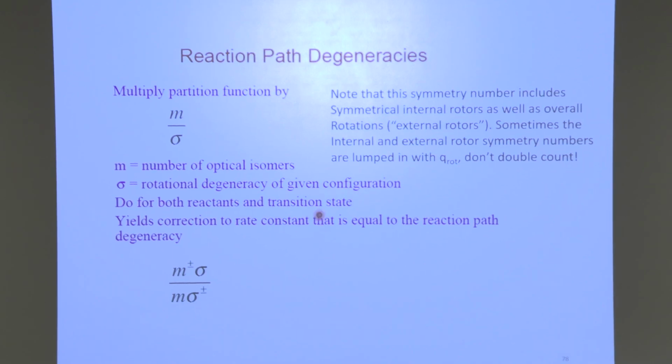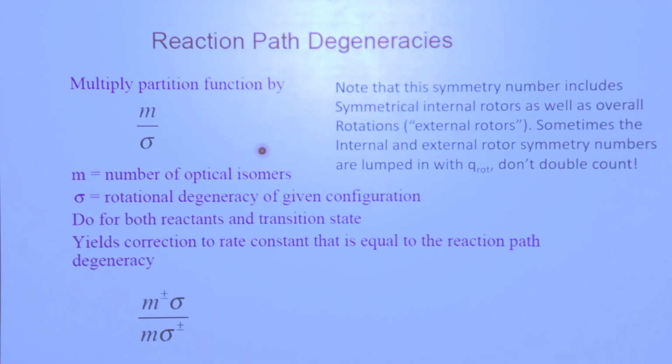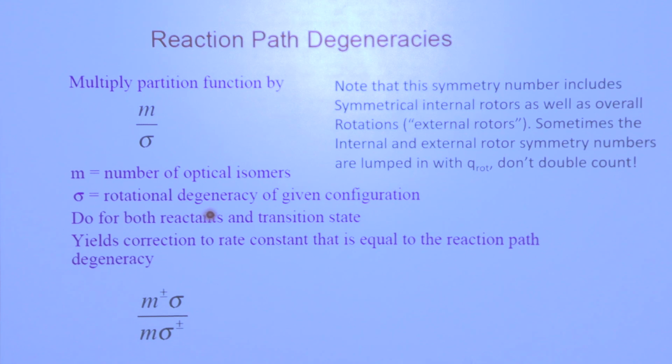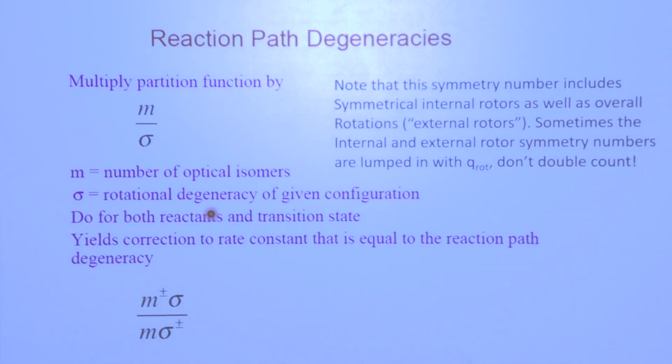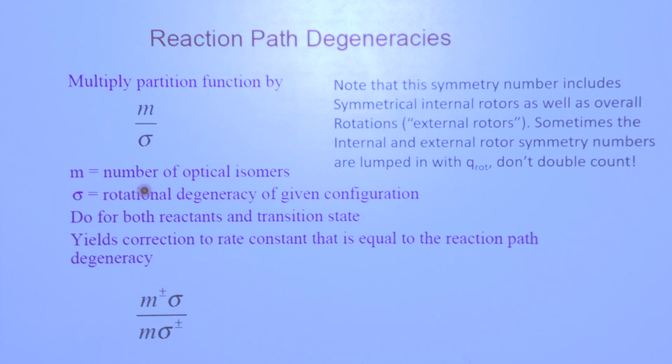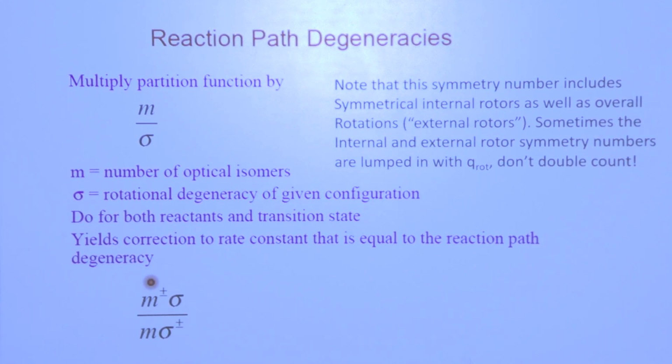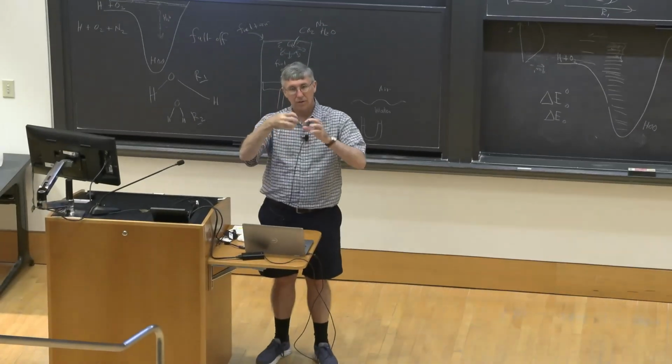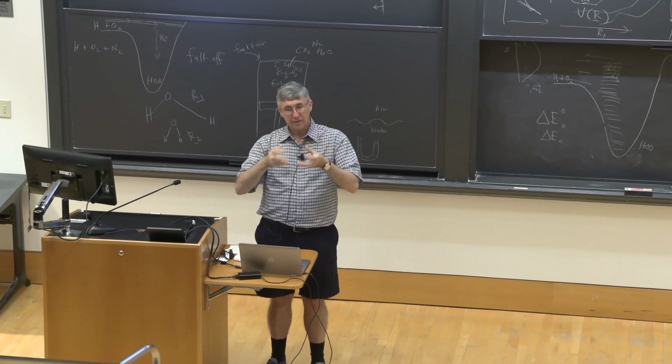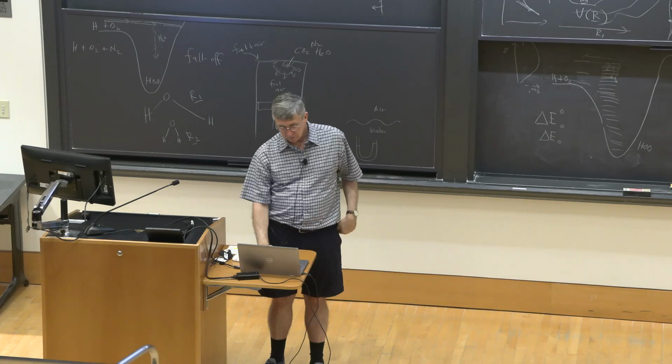More about the reaction path degeneracies. You have the rotational degeneracies, pretty straightforward to figure out, as there's clear symmetry numbers for different common geometries. This thing with the optical isomers can be slightly confusing to figure out. And then you end up with the correction to the rate constant. And it should be the same as what you get from the reaction path degeneracy. If you thought about it, how many different ways can these things come together that are symmetry related? You should get the same number as you would get from this multiplication.